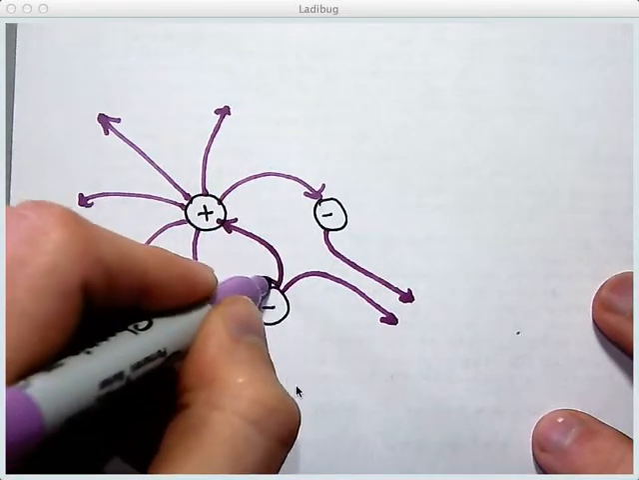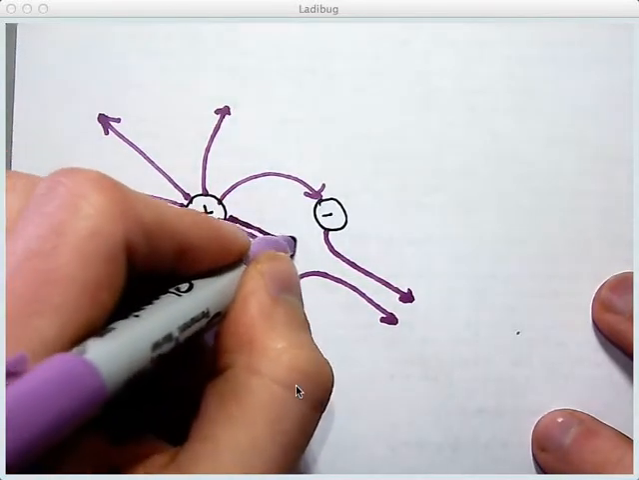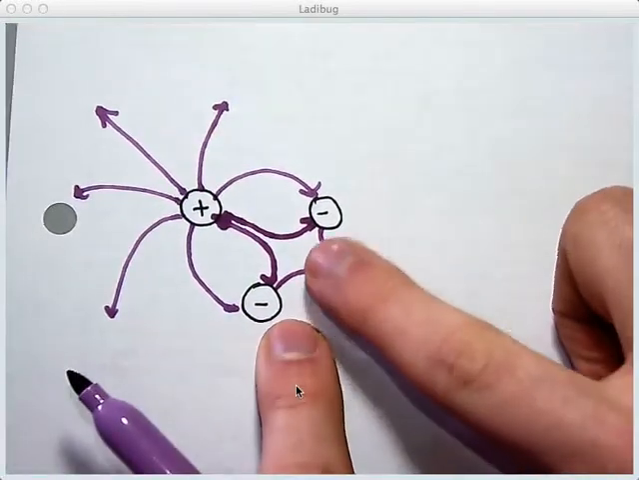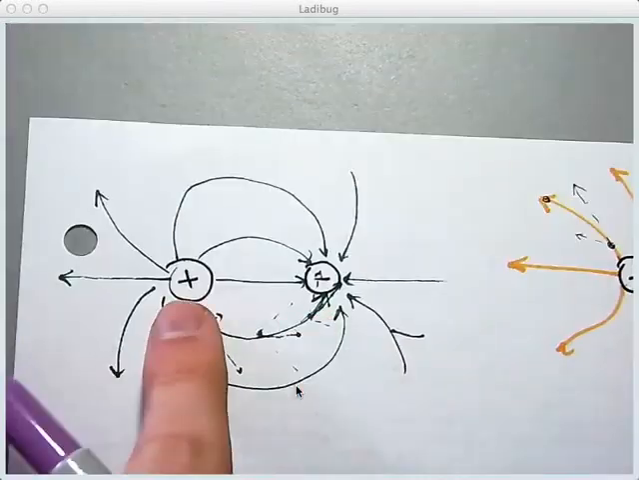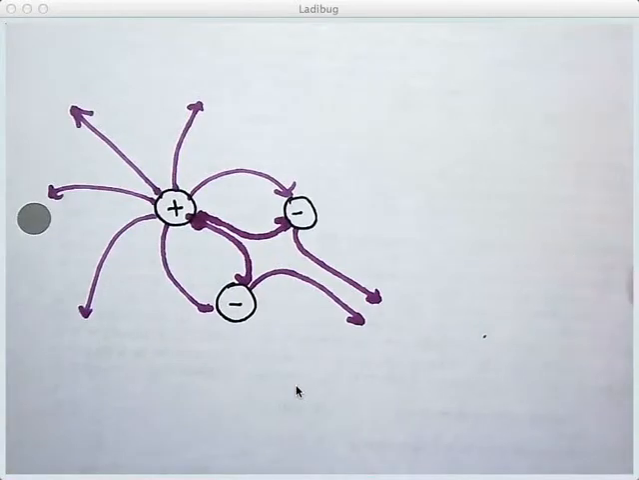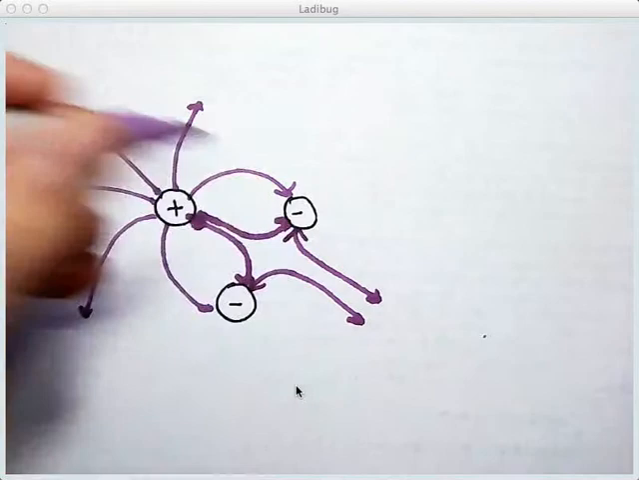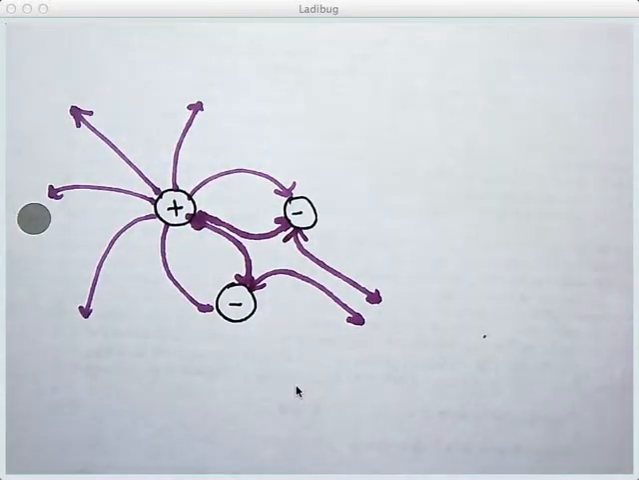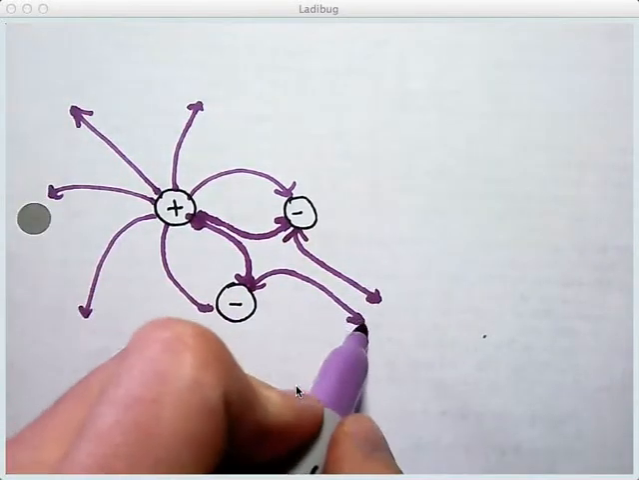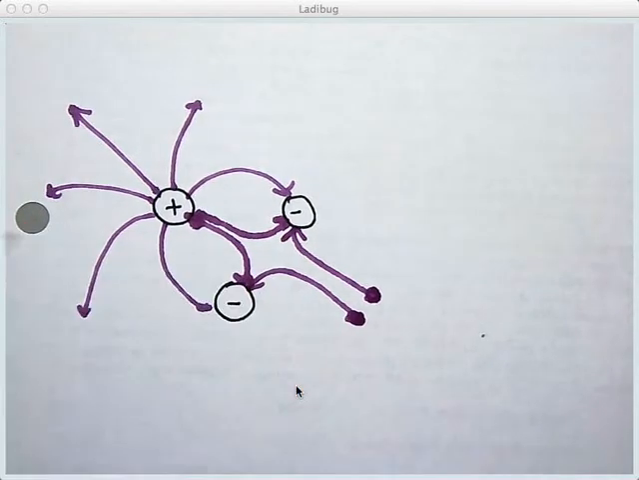Oh, other way. Sorry. So you see that? Here's the attraction that I saw between unlike charges, and here's the repulsion that I saw between like charges. I'm sorry, I put my arrows in the wrong place. The arrows always point toward the negative.